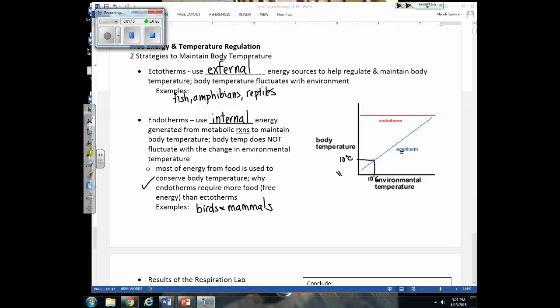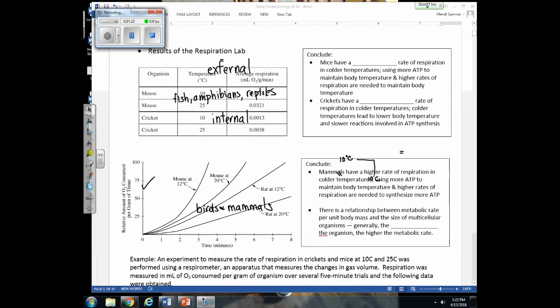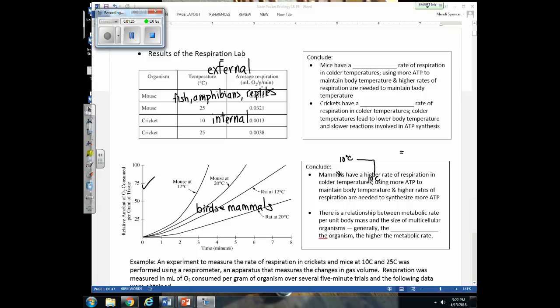Also note that your endotherms are going to need more of a constant supply of free energy because they're going to use a lot of energy just to maintain body temperatures. You have to feed a mouse more than you have to feed a snake. Again, I don't want to spend a lot of time on this because we've already covered this before, but it is talking about free energy relating to organisms in an ecosystem.